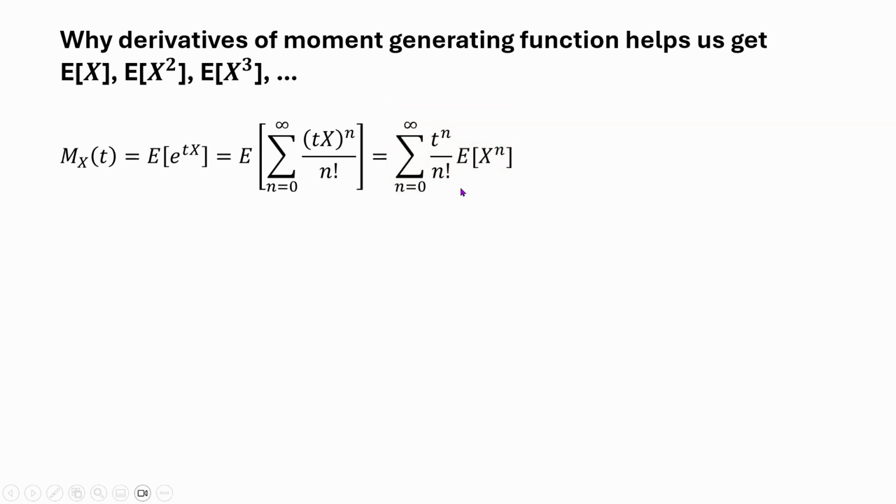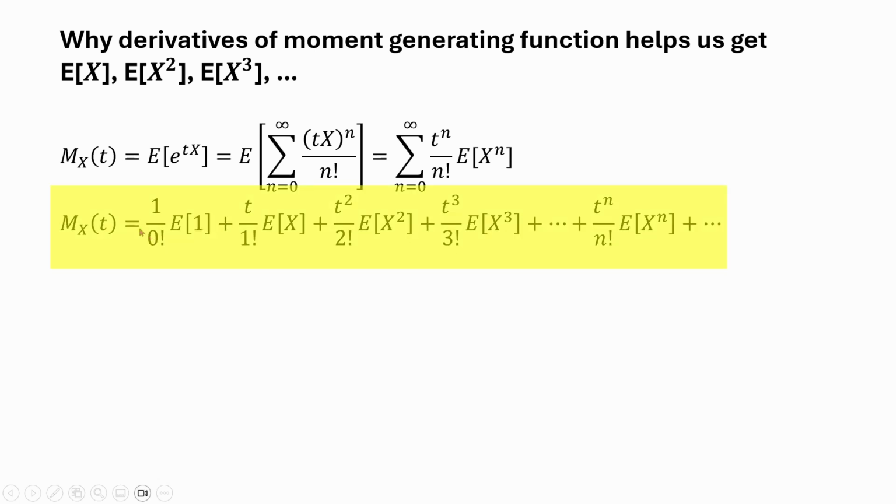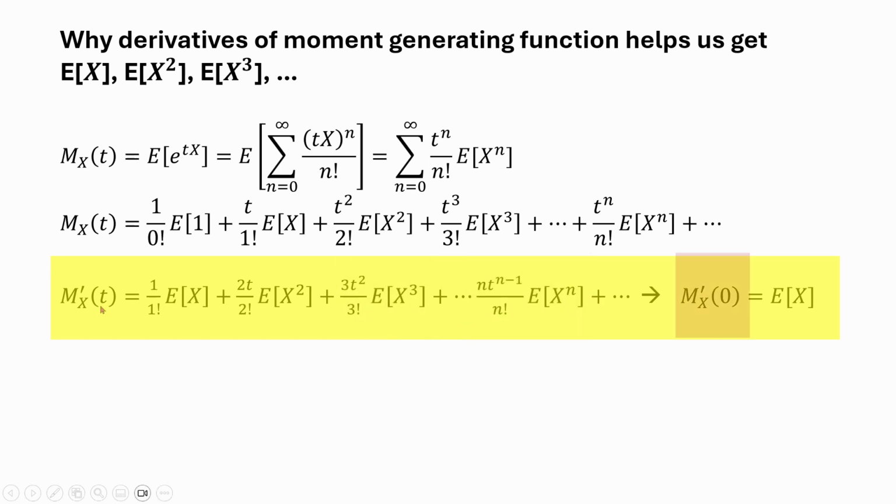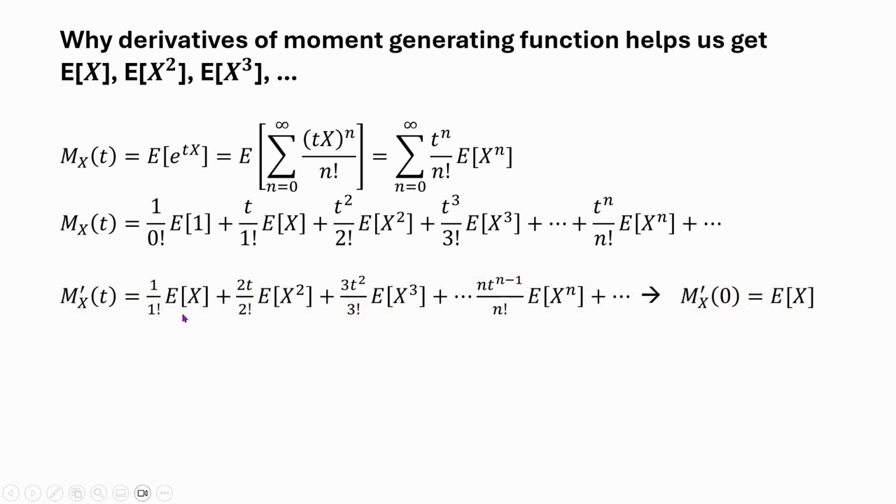Okay. Now let's expand this. If we expand this up, it looks something like this, n equal to 0, 1, 2, 3, up until infinity. If we now take the first derivative, this term will go away because it is a constant term, this term will remain 1 by 1 factorial, this will become 2t, this will become 3t square, and so on and so forth. If we now equate t to 0, only this term will remain, because we are multiplying by 0 here, 0 here, 0 here. All these terms will become 0. And finally, we are going to be left with E[X]. So we have proven that the derivative of MX(t) at 0 is equal to the first moment.